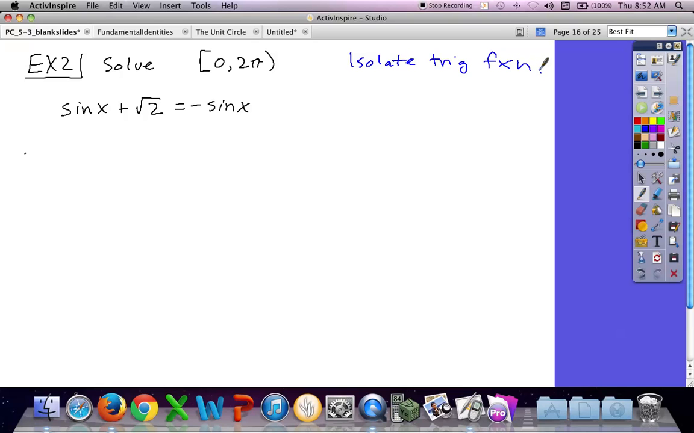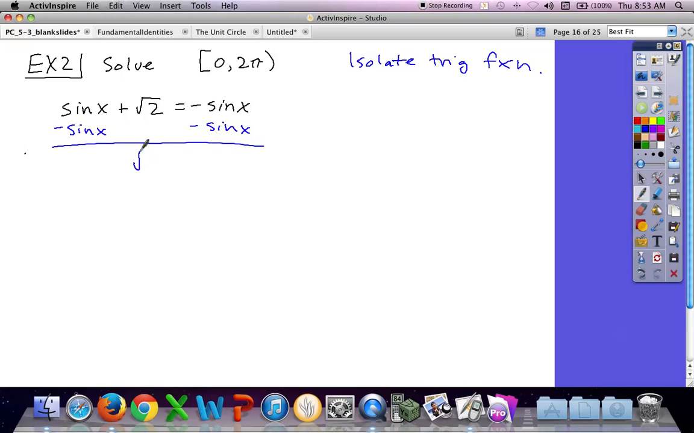And if there's more than one trig function, then somehow you've got to get them together, right? And that could involve algebra. It could involve using our identities. In this case, you've got sine x on both sides, so you need to get the sine x's all together. So use a little algebra. Either subtract sine x to this side or add sine x to this side and subtract the square root of 2, right? Let me do minus sine x, minus sine x.